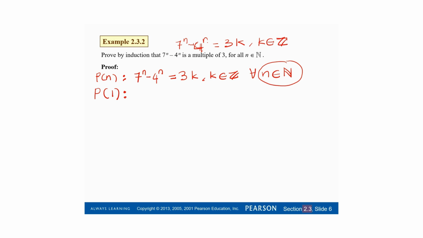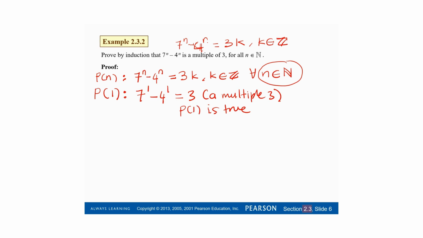Okay, so simply we just substitute n equals 1. So that means we have 7 power of 1 minus 4 to the power of 1. So we have 7 minus 4, which is equal to 3. And clearly this is a multiple of 3. Okay, so it indicates that P1 is true. So settle for the first case. We have shown that the first case is true.